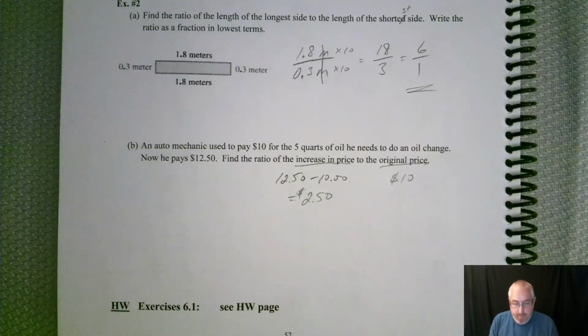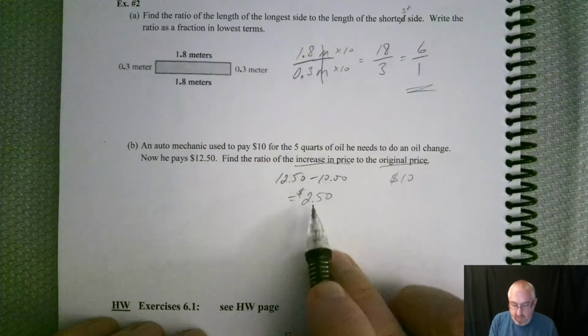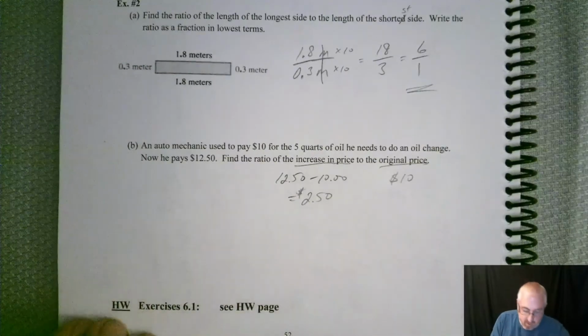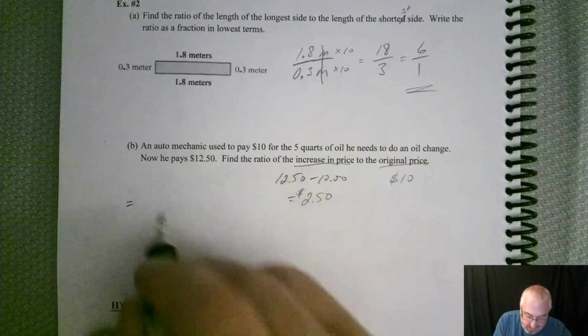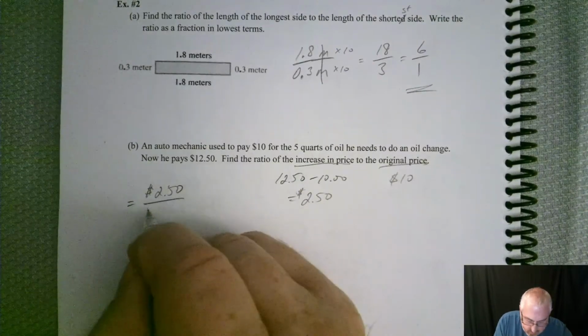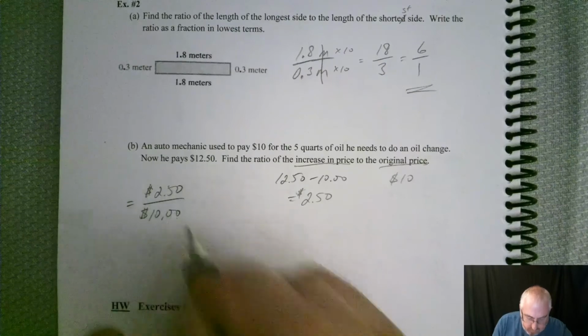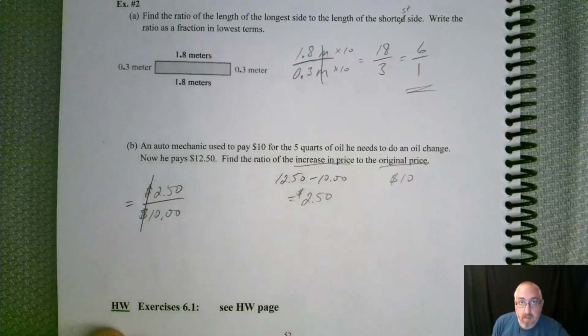They want you to think. So they want the increase and the original. So $2.50 compared to $10. So which one's on top? First one's on top, second one's on the bottom. So the increase is first. So $2.50 over $10. Now, units cancel.